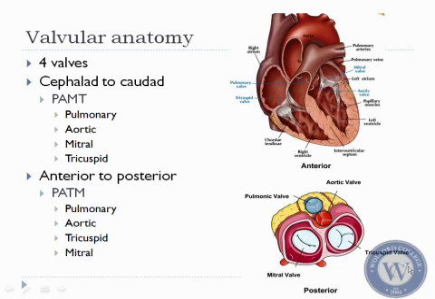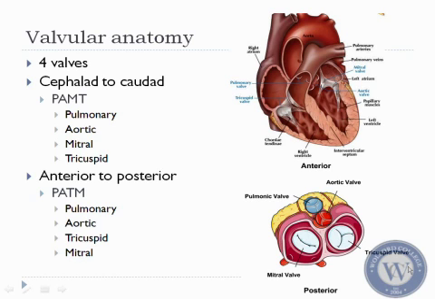The valve that's most difficult to visualize under TEE is going to be the most superior and the most anterior valve, okay, which is going to be the pulmonic valve. So the pulmonic valve is the most difficult to visualize. Okay? The reason it's difficult to visualize superiorly is because that's where the trachea and the bronchioles are at. Okay? So it gets in the way, so when the TEE shoots the ultrasound through it, the air distortion causes you to have a very difficult time visualizing it.